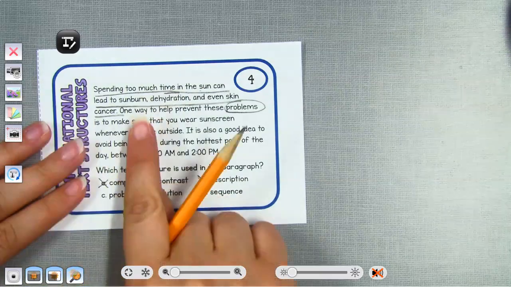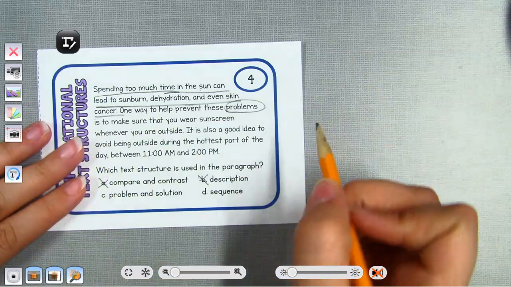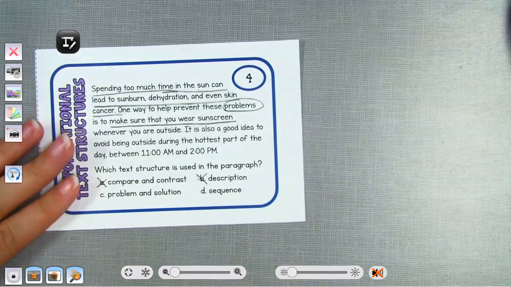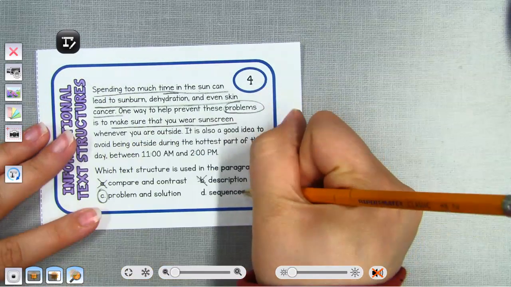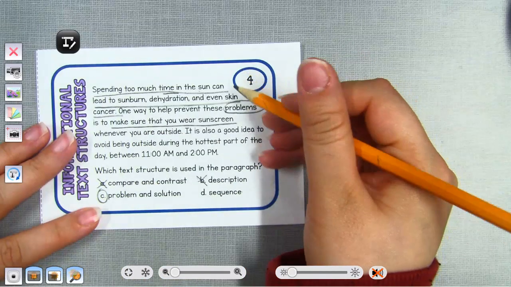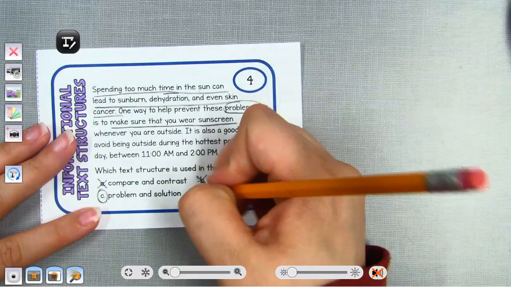Okay, so one way to prevent these problems is to make sure you wear sunscreen. So our solution is to make sure that you wear sunscreen. Okay, so our answer is C. It's not D because it's not listing anything in order. It's not listing an event in order or steps in a process.